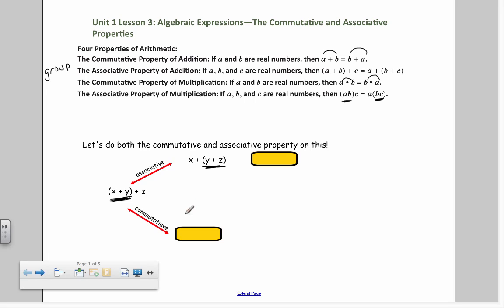How about commutative here? Commutative means to commute, to go back and forth. So right now, we have X plus Y being added to Z. The commutative property would have them change their places. So that means Z would go in the front, and X plus Y would go in the back.